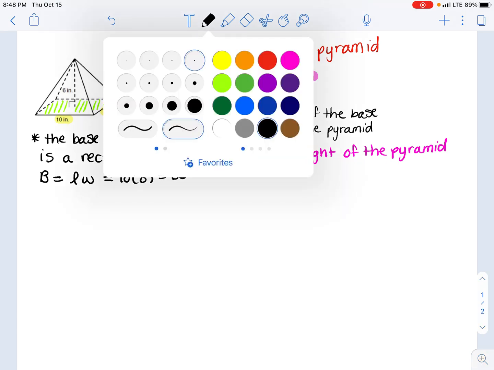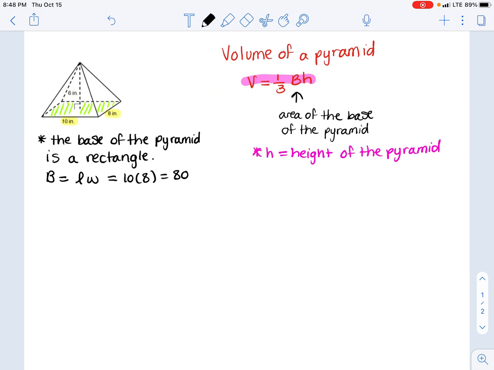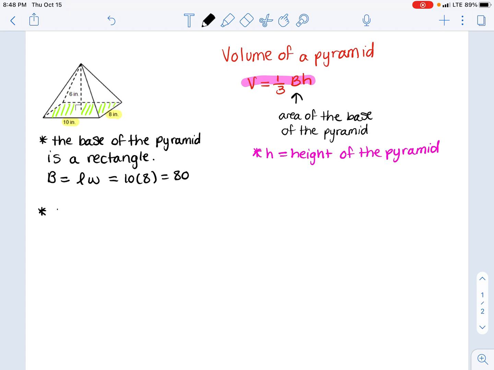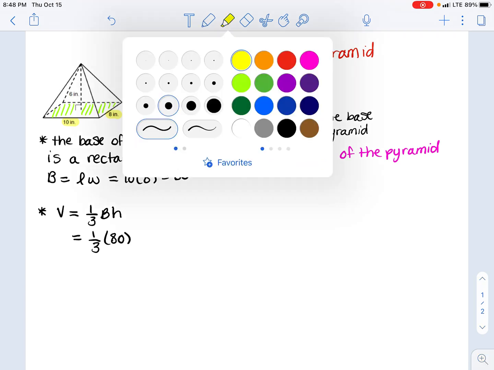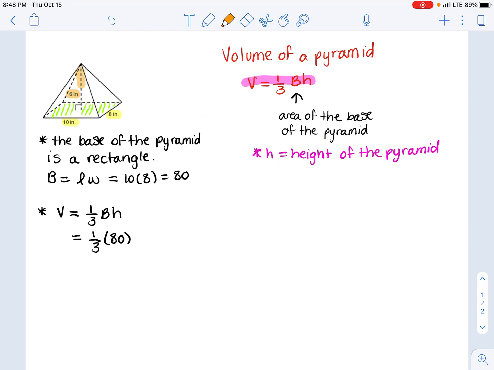You want to be careful here. You're not done with the problem. I just found what the big B is, so now I need to plug into the volume formula. Here I have that V is equal to 1/3 big B times h, which is equal to 1/3 times 80 times the height of my pyramid. What I have highlighted in orange gives me the height, and you can see the dotted line showing that it's the height of the pyramid. I plug in that my h is 6 inches, and I get 1/3 times 80 times 6.